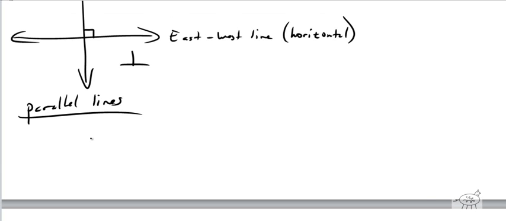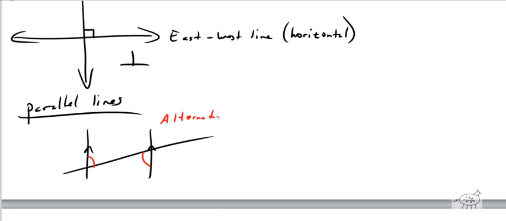Okay, if I have two lines that are parallel, which I symbolize with little arrows, and I draw a transversal across here, and then I talk about these angles right here. These are called alternate interior angles, which you learned in geometry. And what can you tell me about alternate interior angles? They are congruent when lines are parallel.